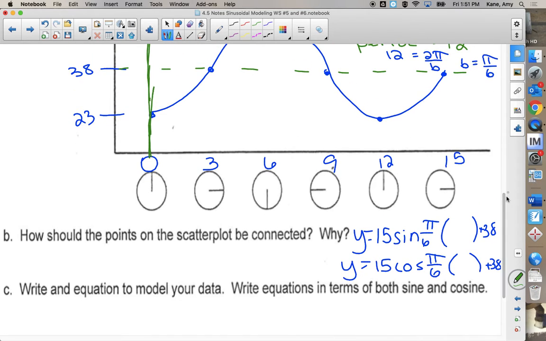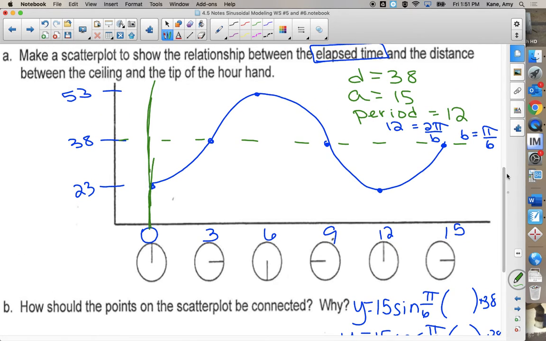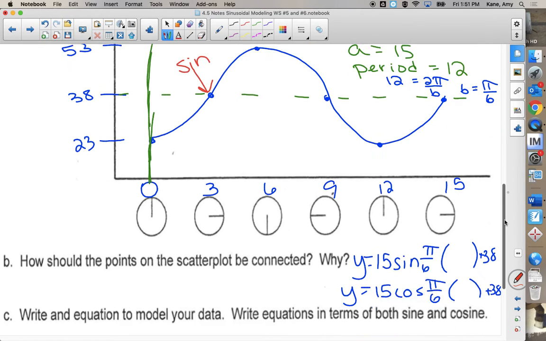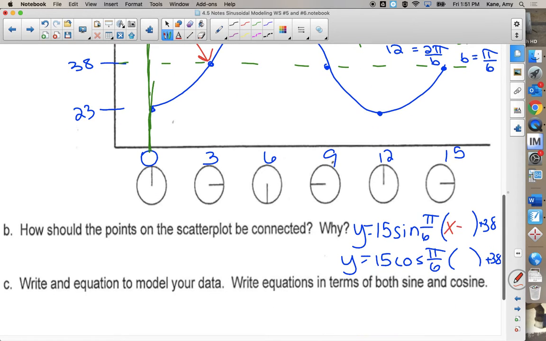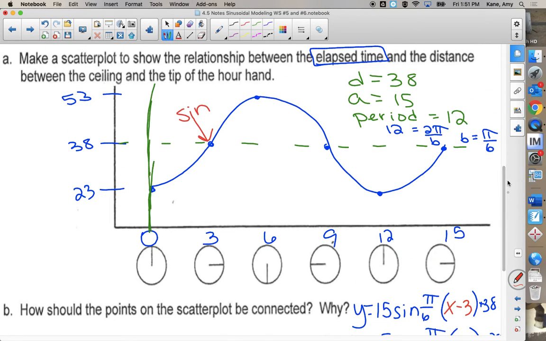You need to pick a point for the sine to start, pick a point for the cosine to start. So the sine starts on the sinusoidal axis. So right here, phase shift for sine is where it's crossing the sinusoidal axis. That's 3 hours after the initial starting point, 3 hours later. What could you use for cosine? Looking at your graph. 0.